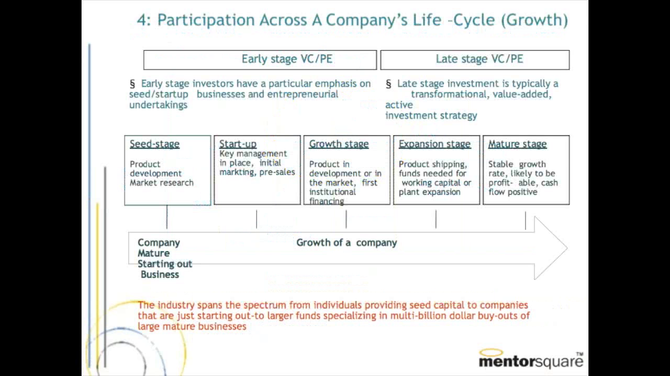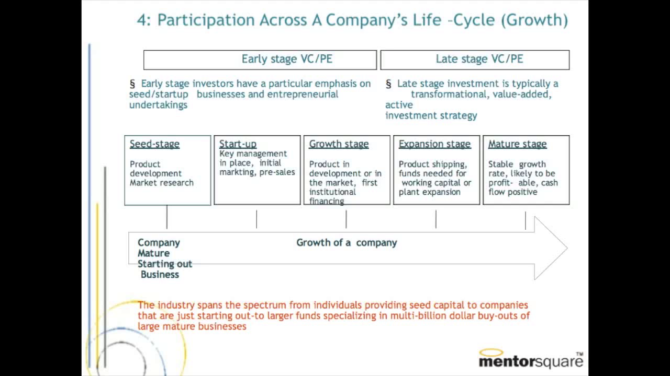So just to give you an idea of what venture capital and private equity funds exist for, what is their purpose, and what role do they play in supporting ventures. So if you look at this slide, broadly we can divide them as between early stage and late stage VCs and PEs. Early stage investors have a particular emphasis on seed or startup businesses and entrepreneurial undertakings, whereas late stage players typically invest in transformational value added and their active investment strategy.